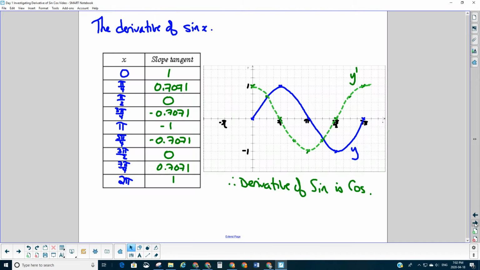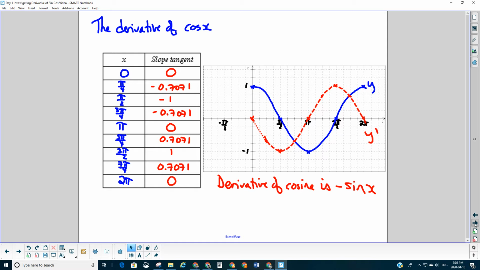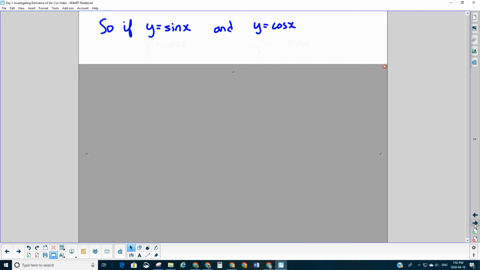All right, so here's the discovery that, of course, the derivative of sine is cosine. Each of the slopes of the tangent ends up following the exact same pattern as cosine, which is actually pretty remarkable. And then you discovered that the derivative of cosine is negative sine x, that it looks an awful lot like a sine, but it's just a negative version of it. Okay, so the big conclusions: if y equals sine x, the derivative of sine x is cos x. And if y equals cos x, the derivative of cos x is negative sine x.